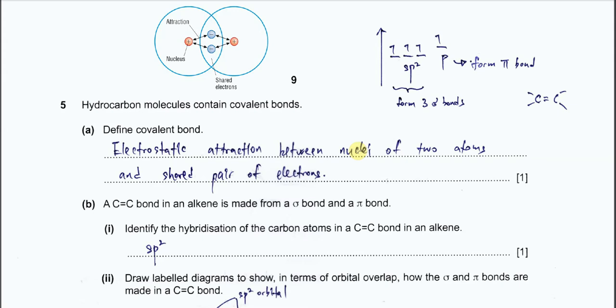Question 5. Hydrocarbon molecule contains covalent bonds. Part A. Define covalent bonds. So we know that a covalent bond must be one pair of electrons between the nuclei.